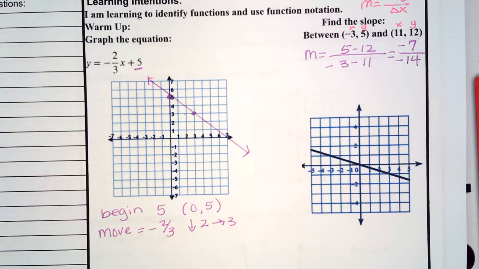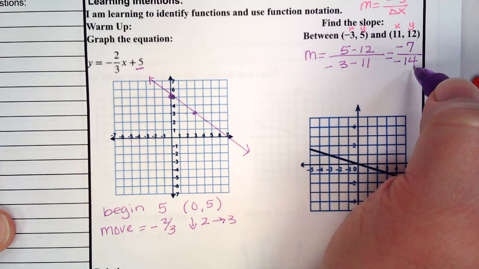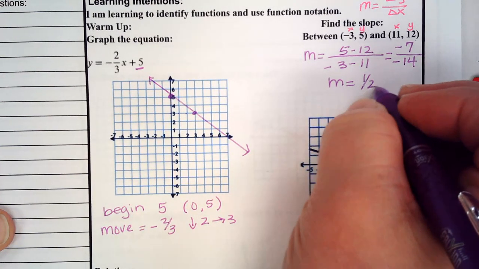Okay, negative 7 divided by negative 14. I know that negative divided by negative gives me a positive. I also know that 7 is 1/2 of 14. So my slope is 1/2.